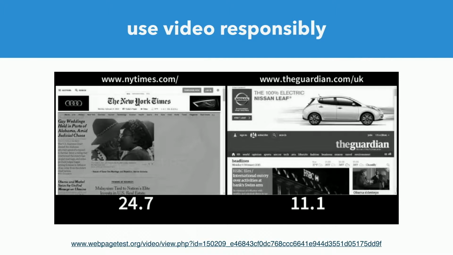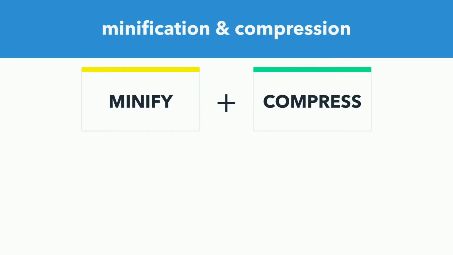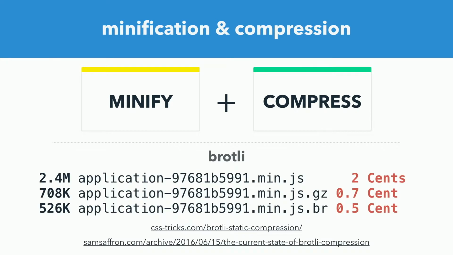So the last piece of things that are transferred over the wire is text. So front end 101, let's all minify and compress everything. This is usually done with gzip or something like that. But then there's also a new compression algorithm which is called Brotli, which compresses a little bit better than gzip. So this is just a tiny piece, but maybe you want to use that.